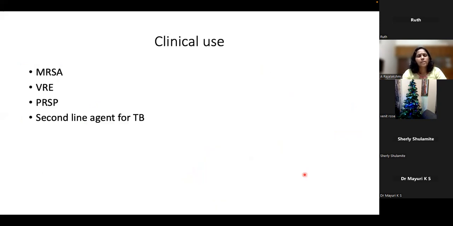Clinical use is similar to daptomycin and vancomycin. It's used for MRSA, but it's useful, like daptomycin, for vancomycin-resistant enterococci. For pneumococci resistant to penicillin, ceftriaxone, and vancomycin, it will be the drug of choice. The only alternative drug will be PRSP, this linezolid.